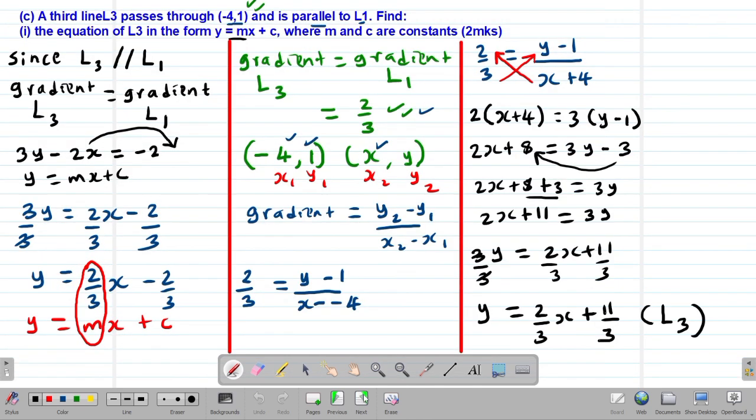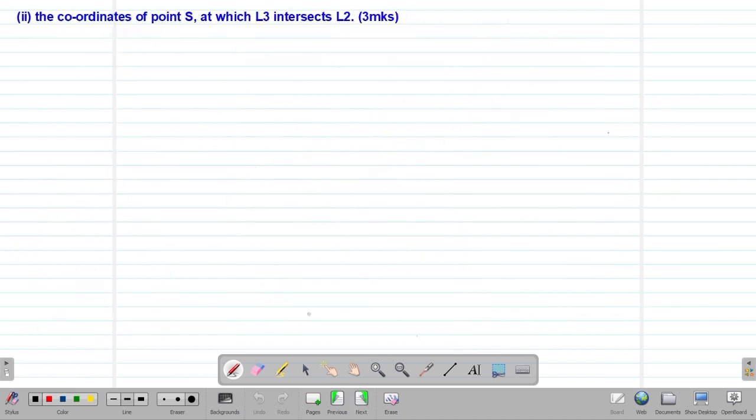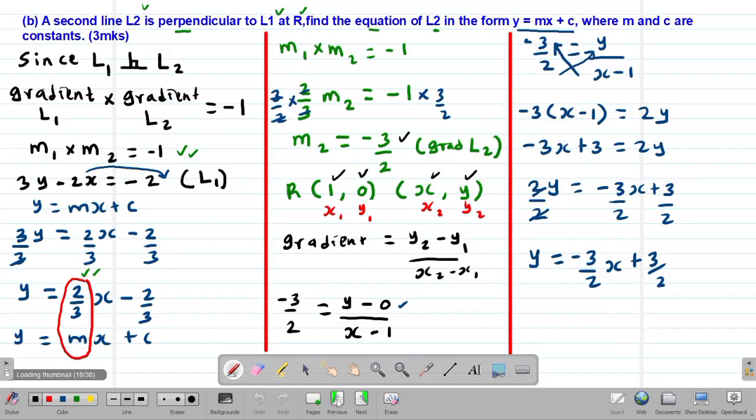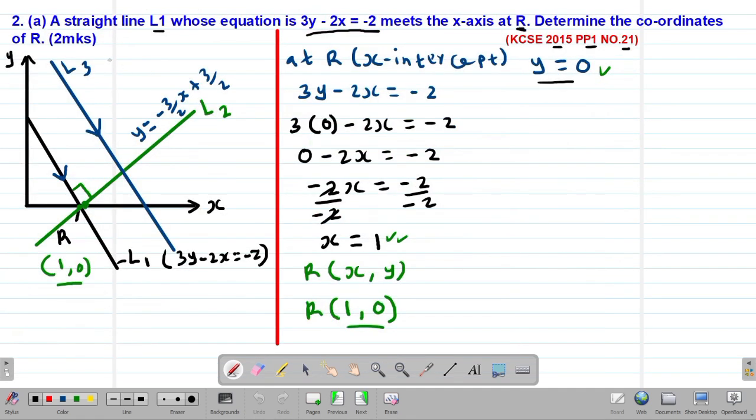Then we'll move to part C, Roman 2 of the question. In Roman 2, I'm being told to find the coordinates of point S at which L3 and L2 intersect. So it means there is a point of intersection between L2 and L3. Clearly you can see that this is the point that you are calling the point S. So they want us to find the coordinates of this particular point of intersection of L2 and L3.